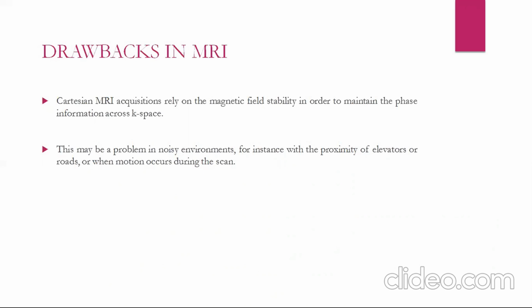Drawbacks in MRI. Cartesian MRI acquisitions rely on magnetic field stability in order to maintain the phase information across k-space. Maintaining magnetic field stability may not be possible due to noisy environments. For example, if the MRI machine is near elevators or roads, or when motion occurs, like when the person under scan moves during the scan. In these situations, it is very hard to maintain the magnetic field stability. So generally, magnetic field stability is hard to maintain in MRI.